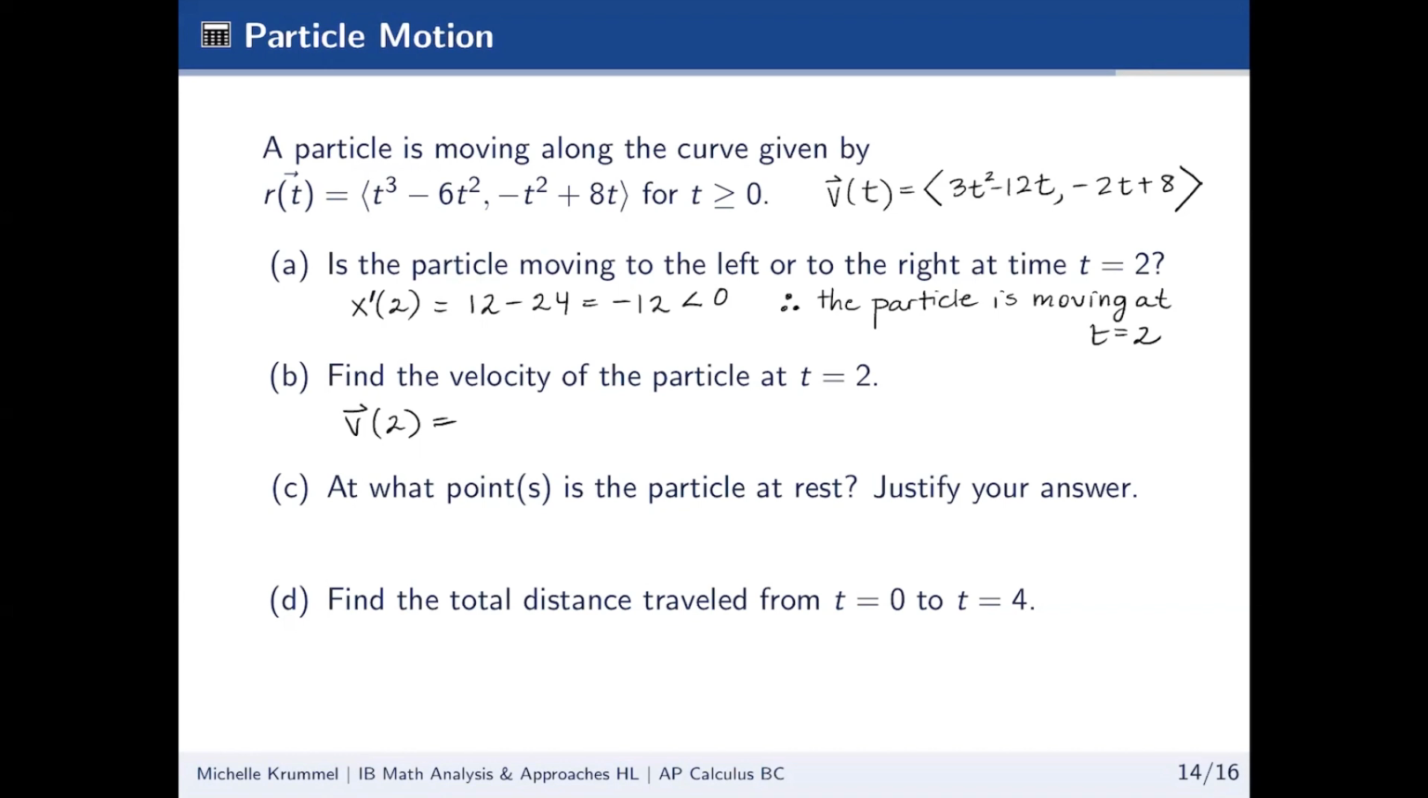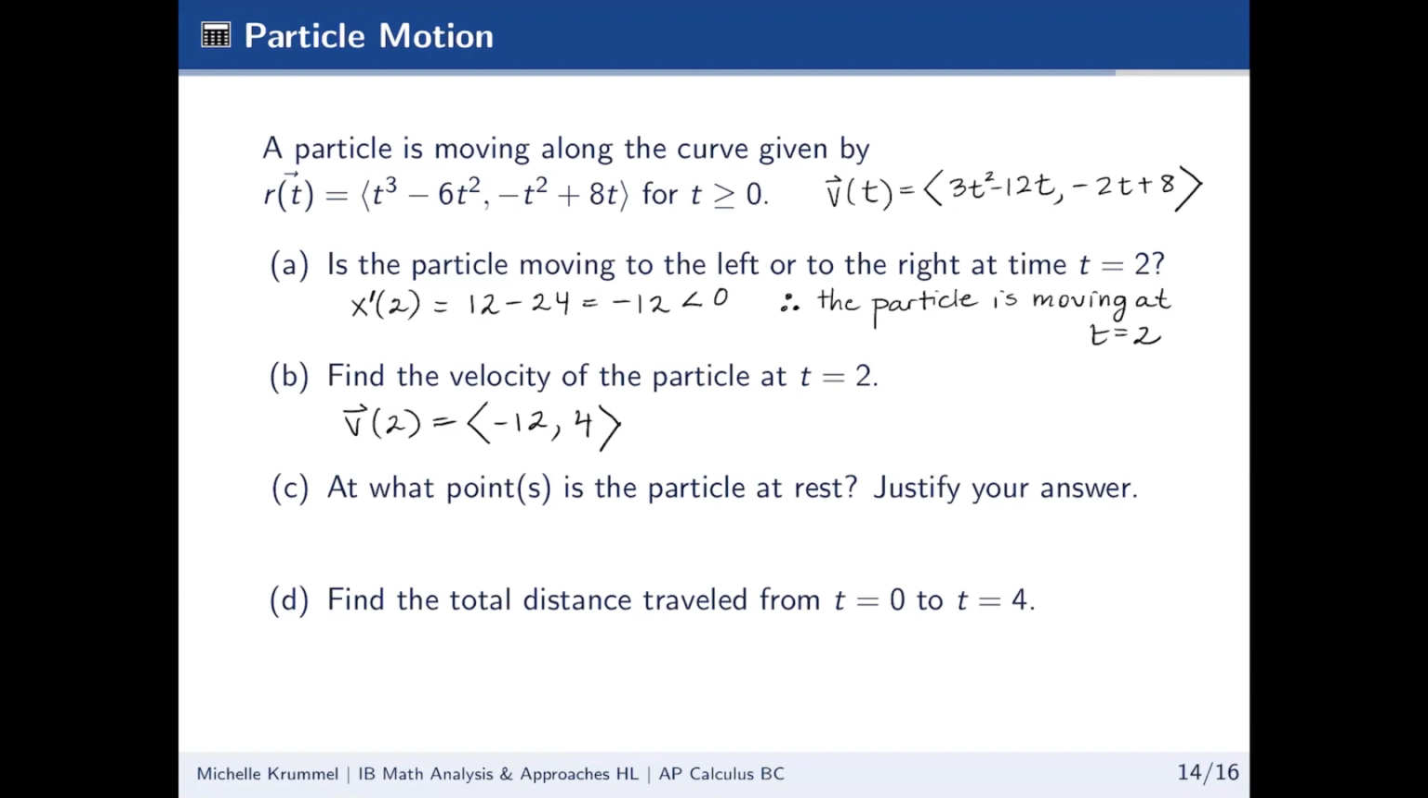Okay, find the velocity of the particle at t equals 2. So now we're going to substitute t equals 2 into our velocity vector. So the x component is going to be 3 times 2 squared, that's 12, minus, well, we already found that, right? We already know that that's negative 12. And then we're also substituting 2 into the y component, so there we get negative 4 plus 8 is a positive 4. So that is the velocity of the particle when t equals 2.